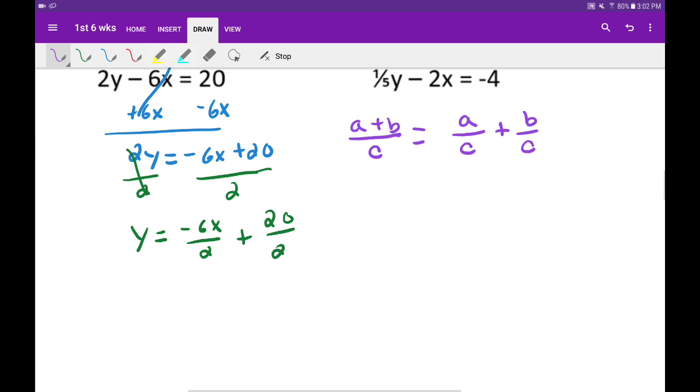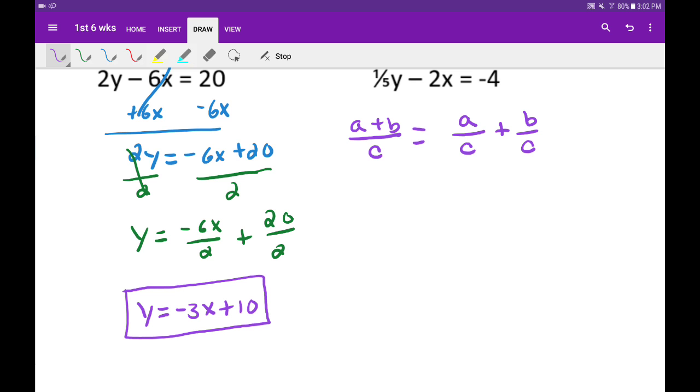All right, so when we do that, we'll keep this in fraction form as best we can. So negative 6 divided by 2 is negative 3, so that's negative 3x. And then 20 divided by 2 is 10. Okay, and here we have our isolated y and everything reduced.